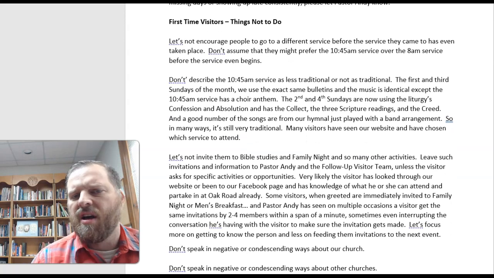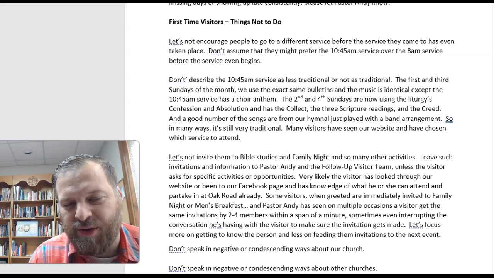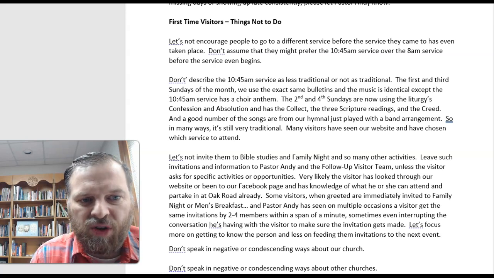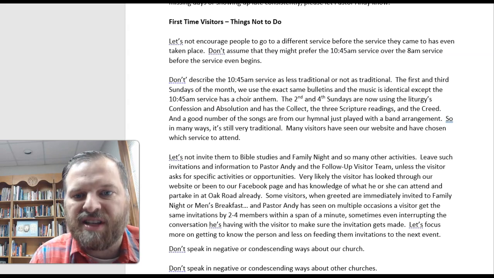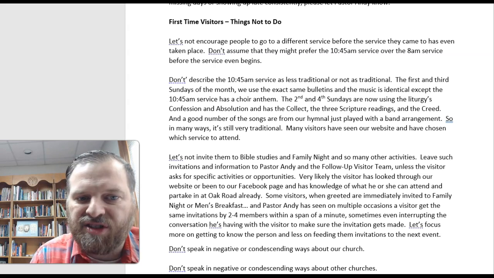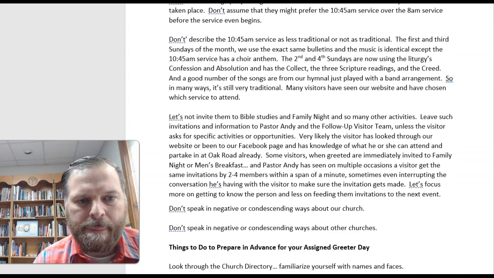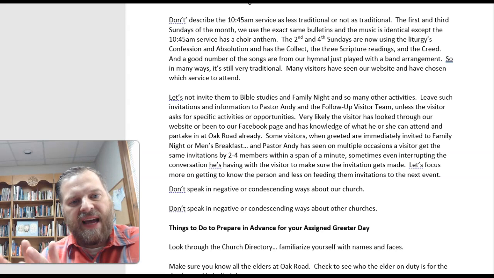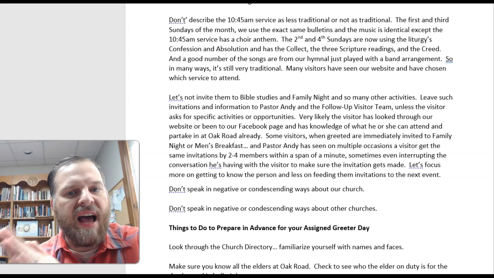First-time visitors. When you have a first-time visitor and you're a greeter, there are certain things that you should not do, just as there are things you should do. So let's not encourage people to go to a different service. I already mentioned that before the service they came to has even taken place. Don't assume that they might prefer a certain service over another one. Don't describe our second service or 10:45 a.m. service as less traditional or not as traditional.